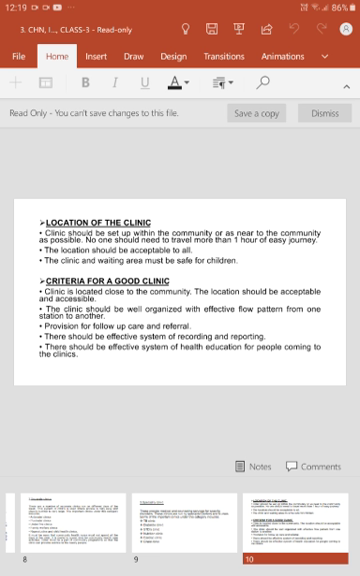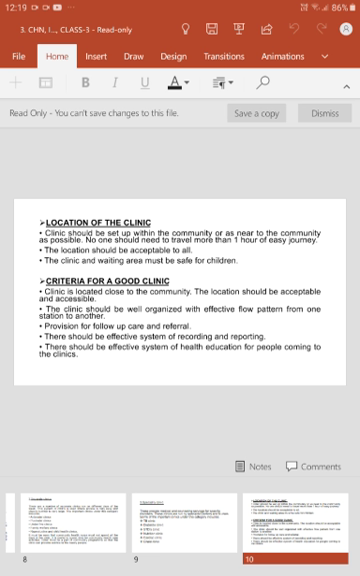Then, the criteria for a good clinic. It should be located close to the community. I have told you the location should be acceptable and accessible to all the people in that community. Second, the clinic should be well organized, with an effective flow pattern from one station to another. We should maintain a flow chart at the entrance itself, so that by seeing it we can understand where the doctors sit, where the pharmacy is, and where the casualty is in that particular clinic.